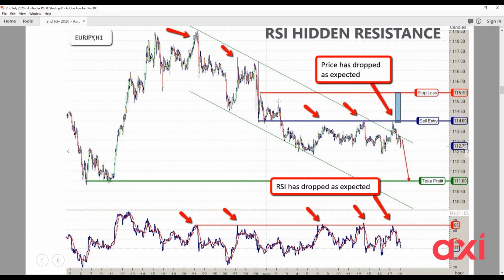So this is one very good thing about the RSI hidden levels. It allows you to look at the market and say, hey, is something a little bit fishy over here? Is there a trap?